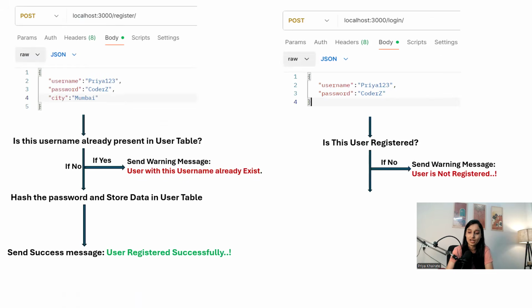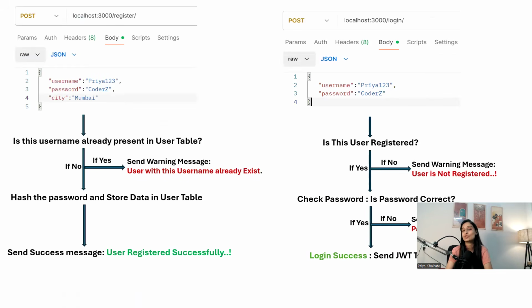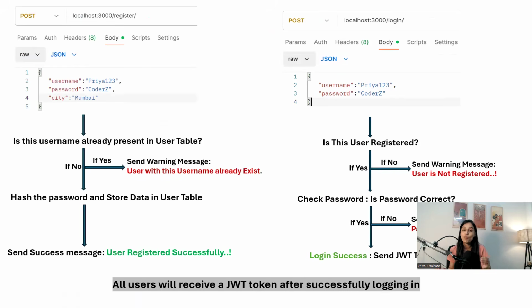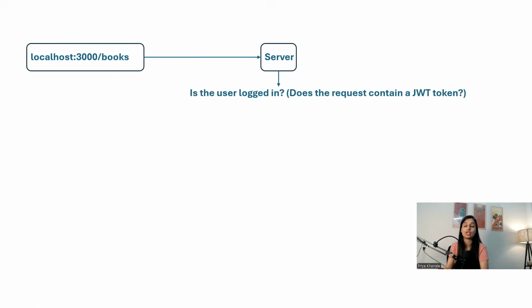This is our register API and this is our login API, successfully created. So now what I want is that all users should receive the JWT tokens after successful login. This is what I want. So next, what I will do is handle the users who have a JWT token. See, if a user is trying to access all the books data from my table, first when the user sends this request to the server, my server will check, is this user logged in? How will the server check?